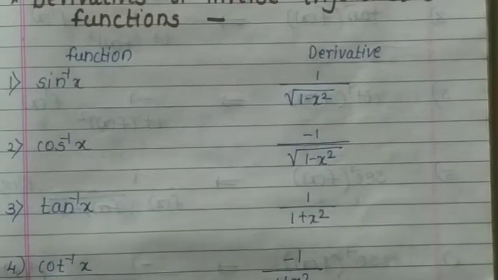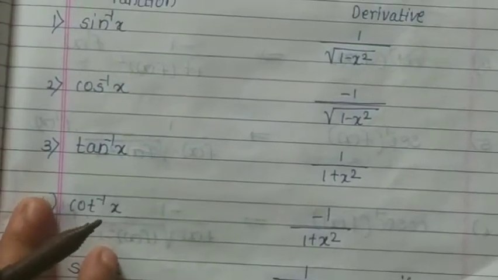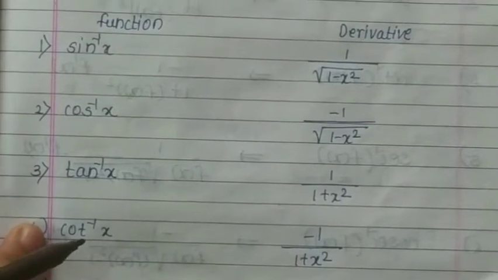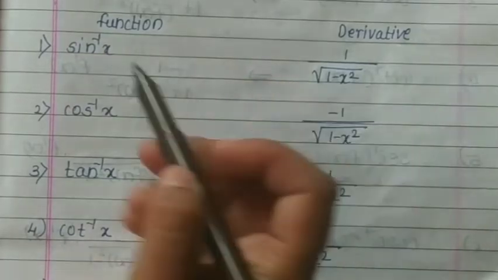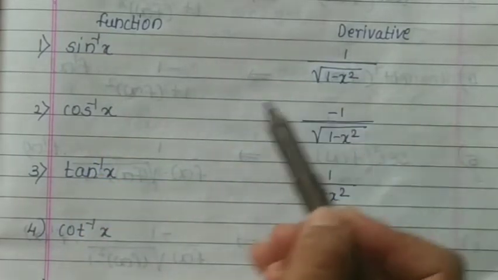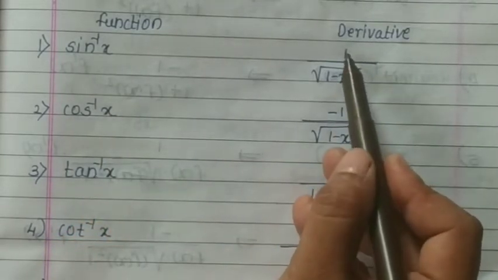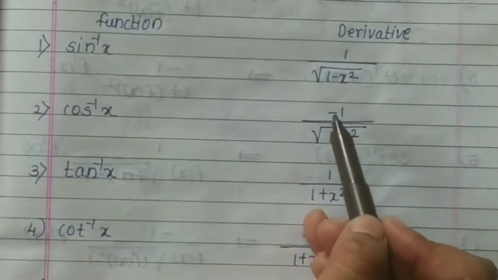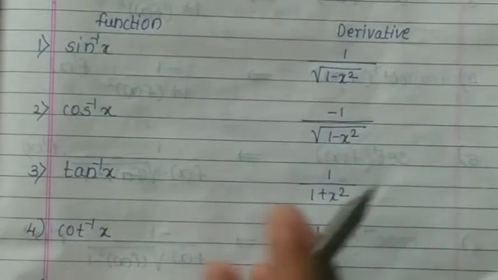Derivatives of inverse trigonometric functions: one by one, the derivatives of all the functions are written here. Derivative of sin inverse x is 1 upon root of 1 minus x square. Derivative of cos inverse is the same as derivative of sin inverse, but here the minus sign is extra, minus 1 upon root of 1 minus x square.